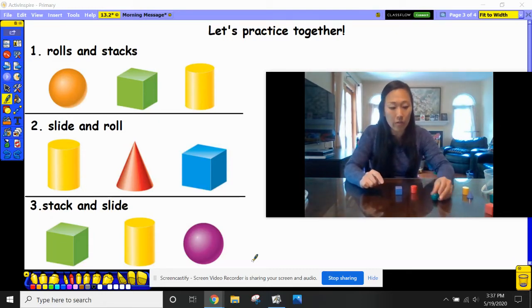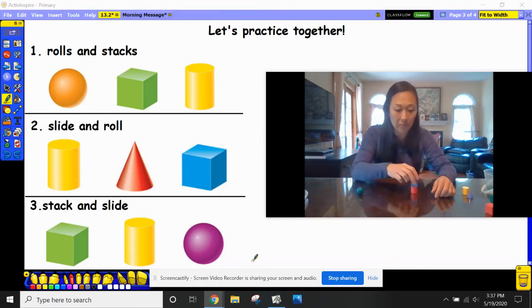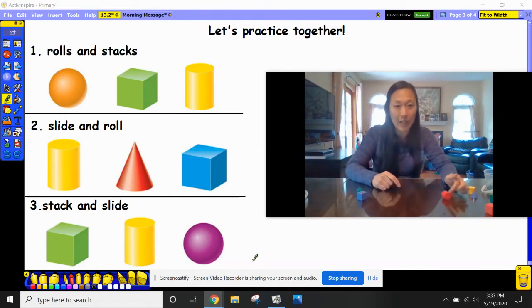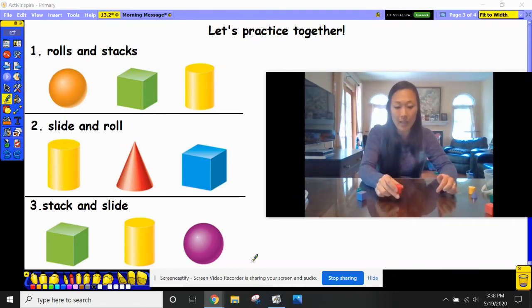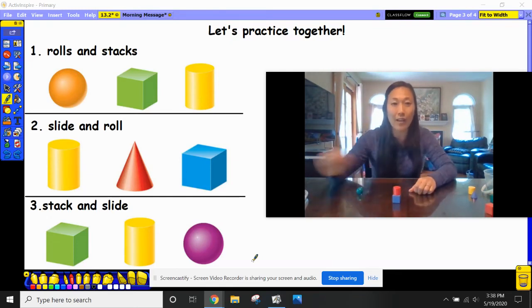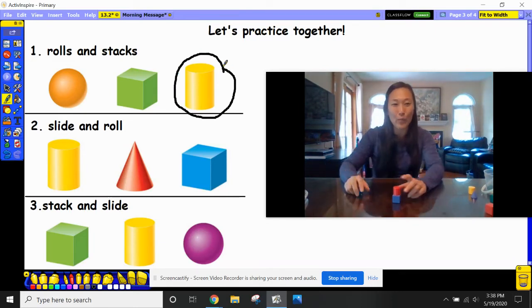Sphere rolls but does not stack. Has no flat surface, no flat side. Cube, does it roll? Nope, because it's not round, but it can stack. Cylinder, it rolls, yep, because it has a round side. And does it stack? Yeah, because it has a flat side, so it can stack. So cylinder is our answer for number 1. Good job. Let's look at number 2.